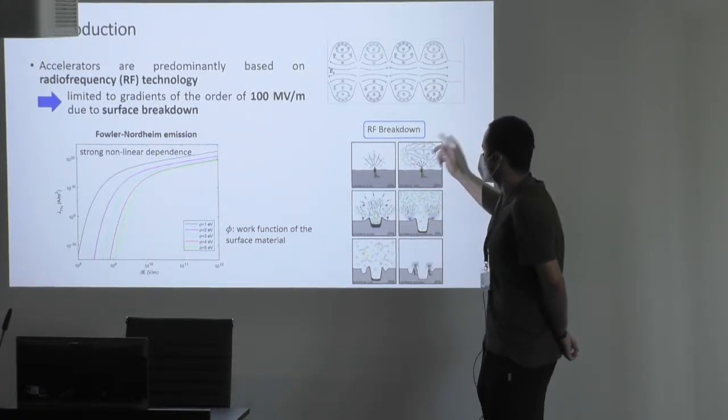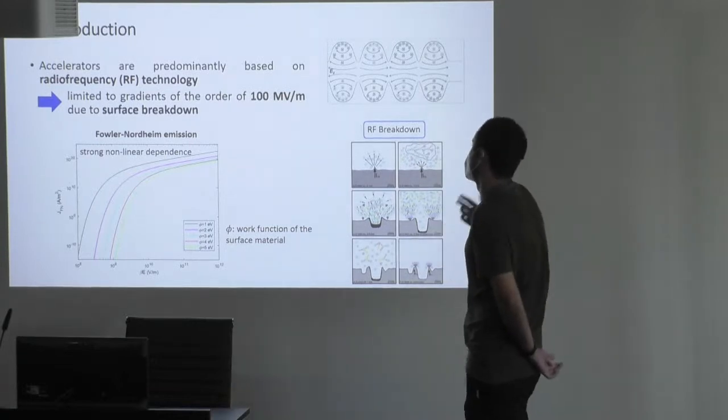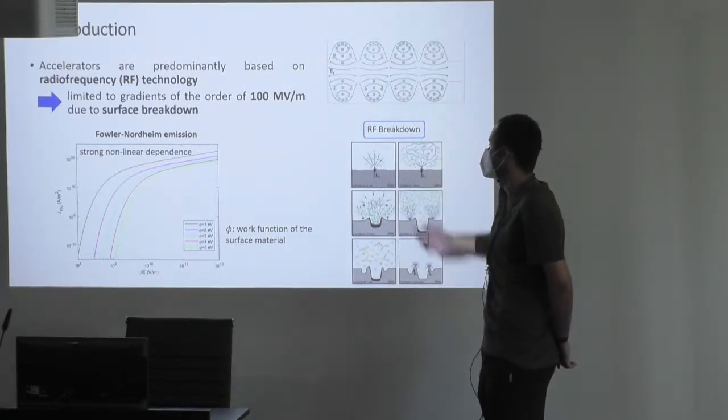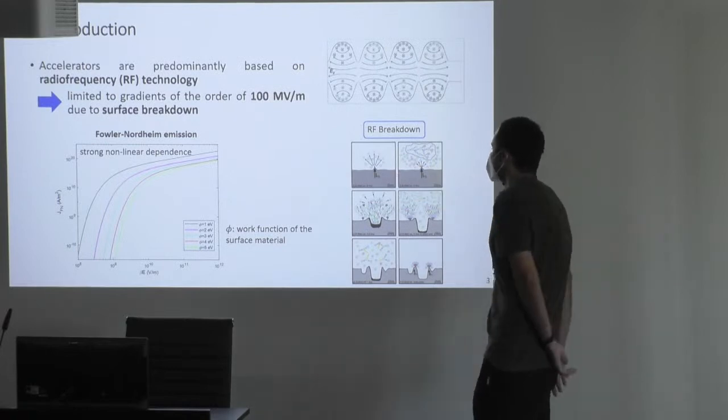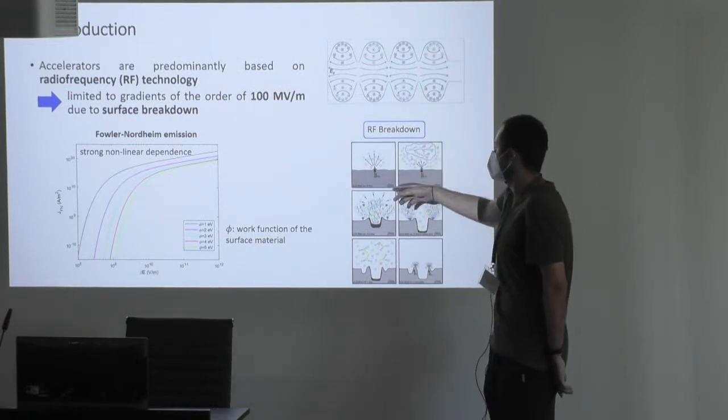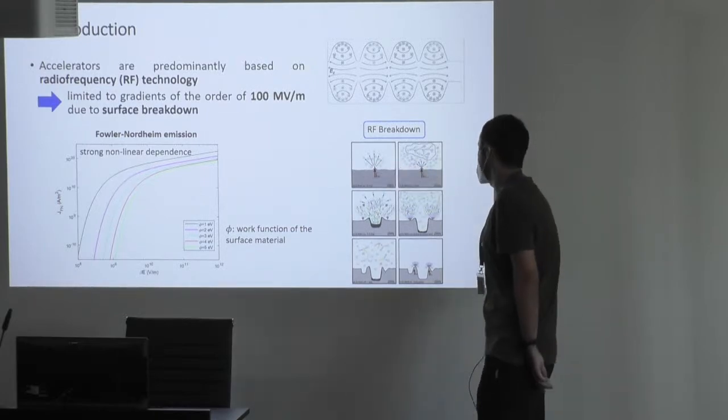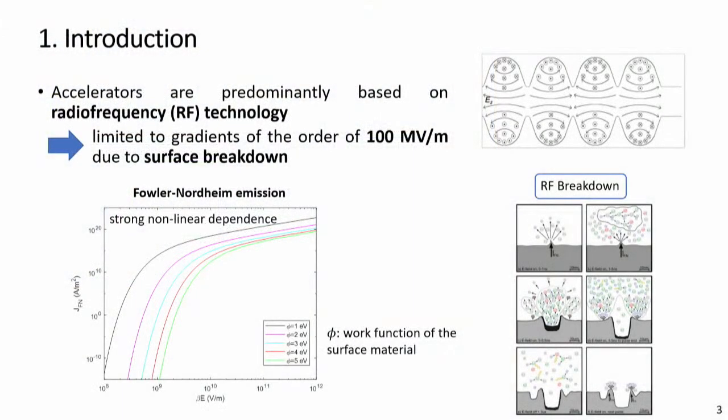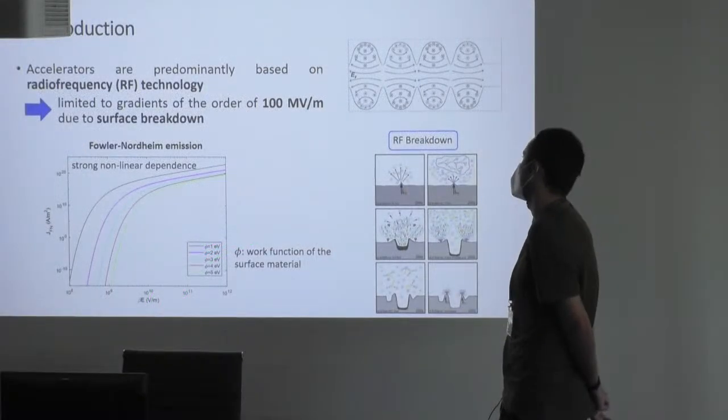The problem of these RF cavities is the surface breakdown that Pablo talked about in the previous talk. In this case, there is an emission of electrons from the surface because of quantum tunneling, and then it can produce the burn of the protrusion, and finally it can produce the reflection of some electromagnetic fields or permanent damage in the cavities, and they cannot be used anymore. This is a phenomenon that only appears for high electric fields, and it limits the maximum electric field that we can obtain to 100 megavolt per meter.